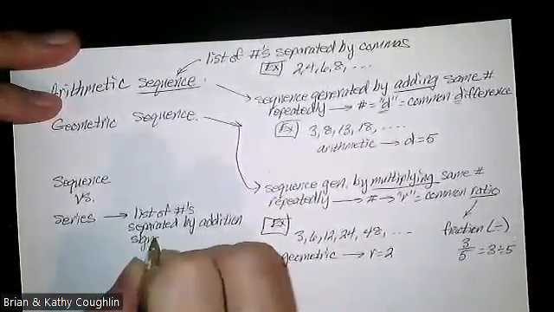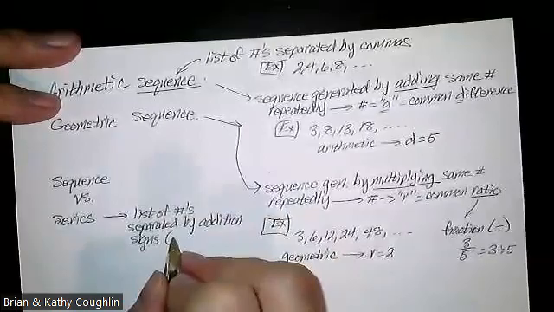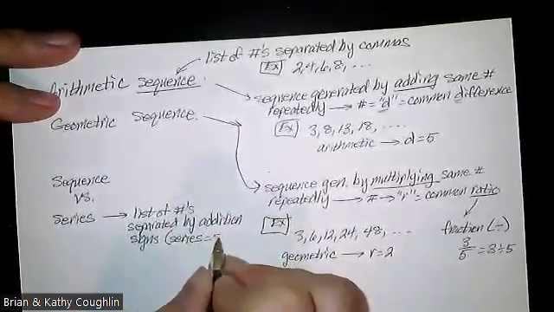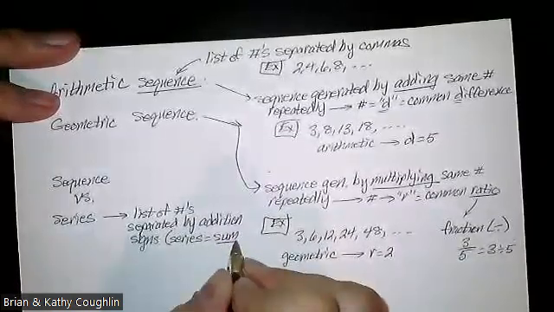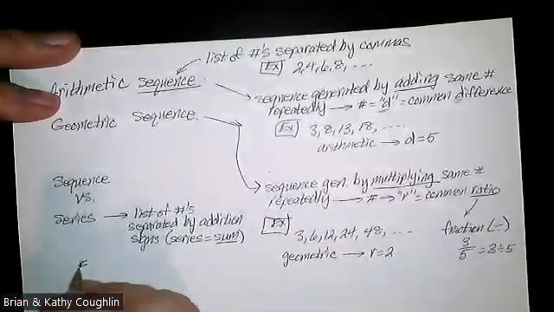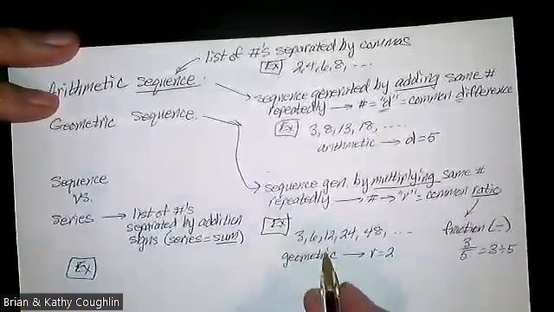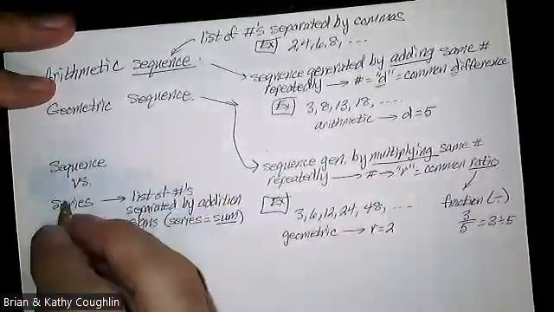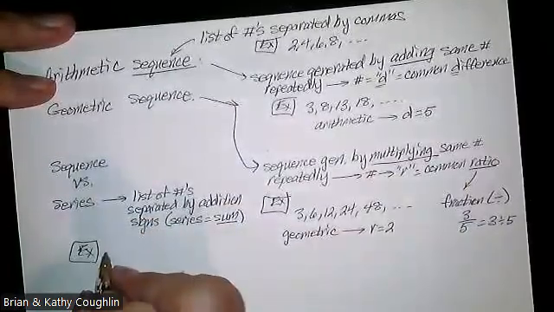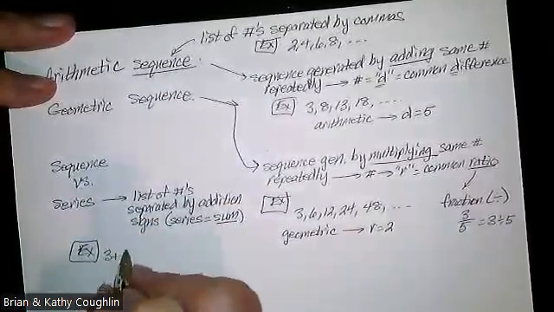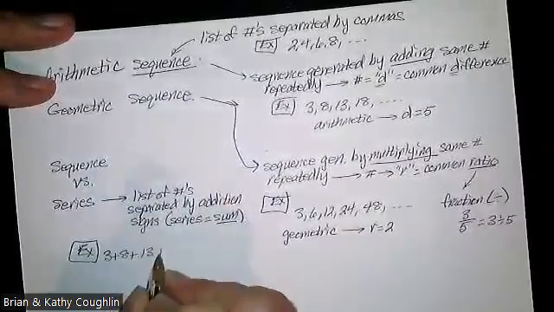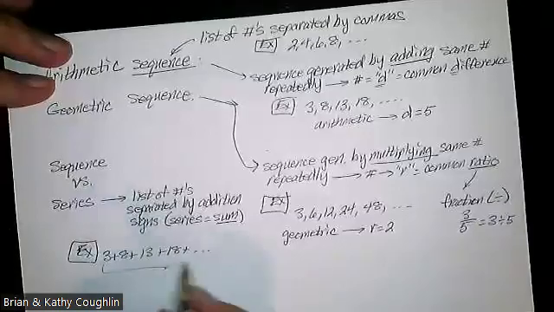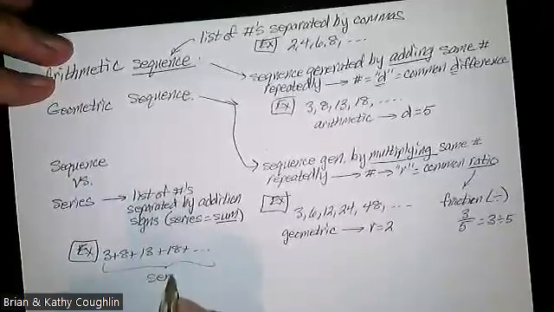In other words, that's a big fancy way of saying a series is a sum. A sum is the answer to an addition problem. For example, the same list we have over here for an arithmetic sequence, I can turn it into a series by doing 3 plus 8 plus 13 plus 18 plus blah, blah, blah. This has become a series.